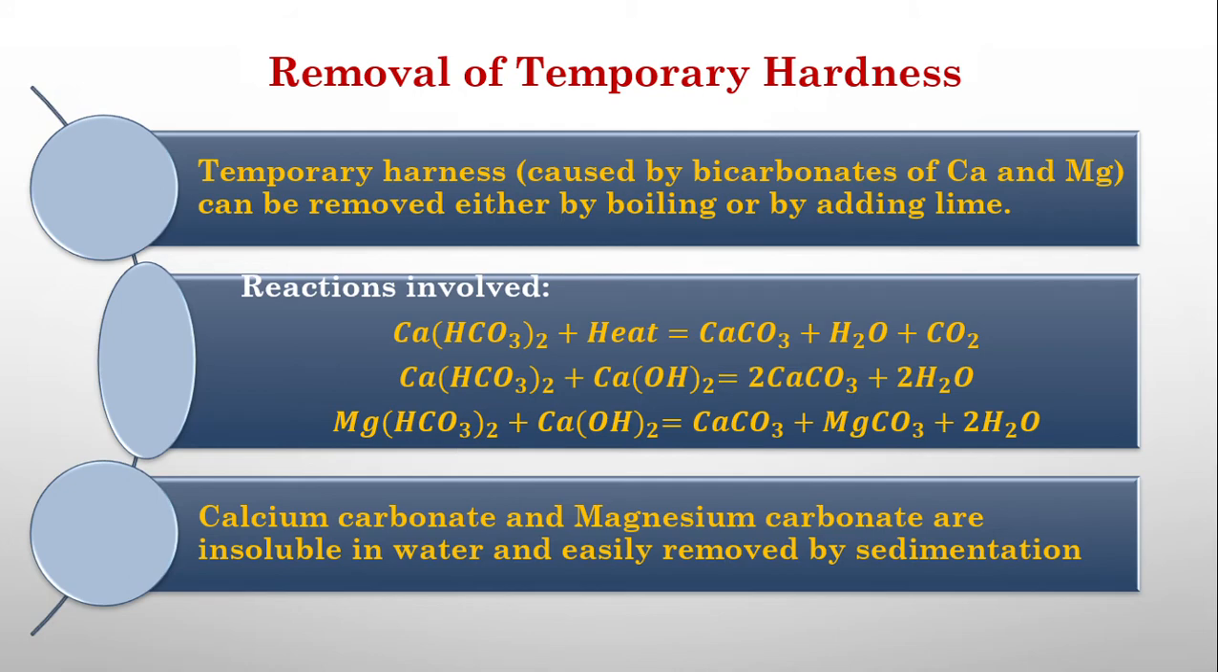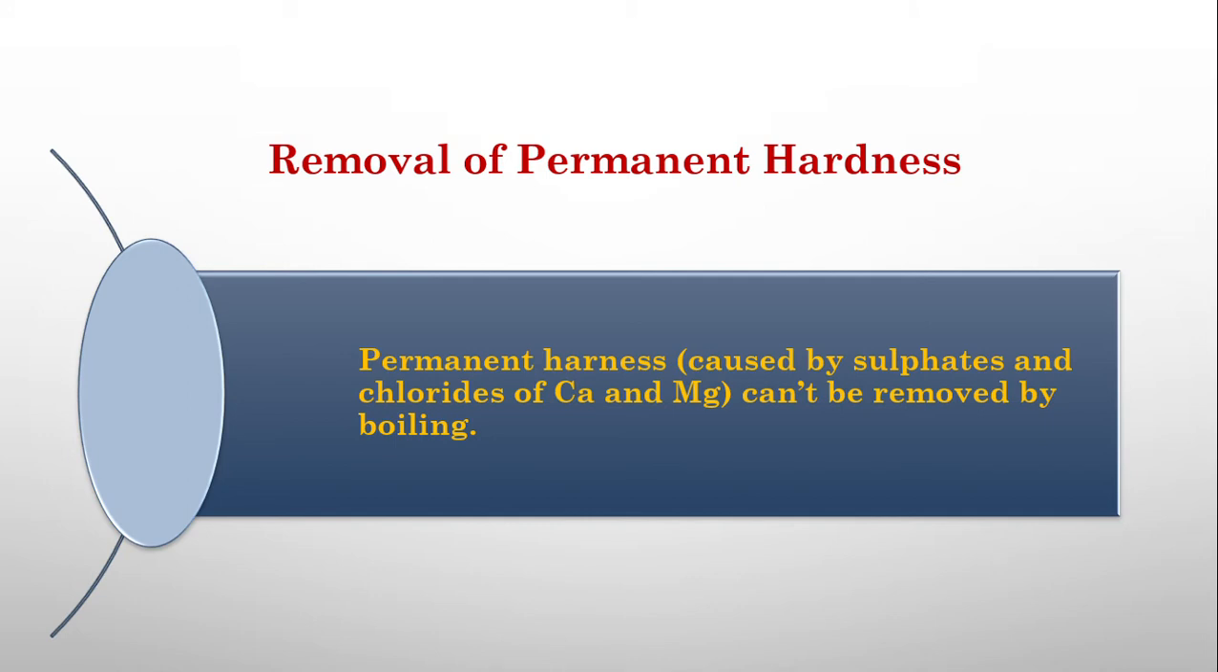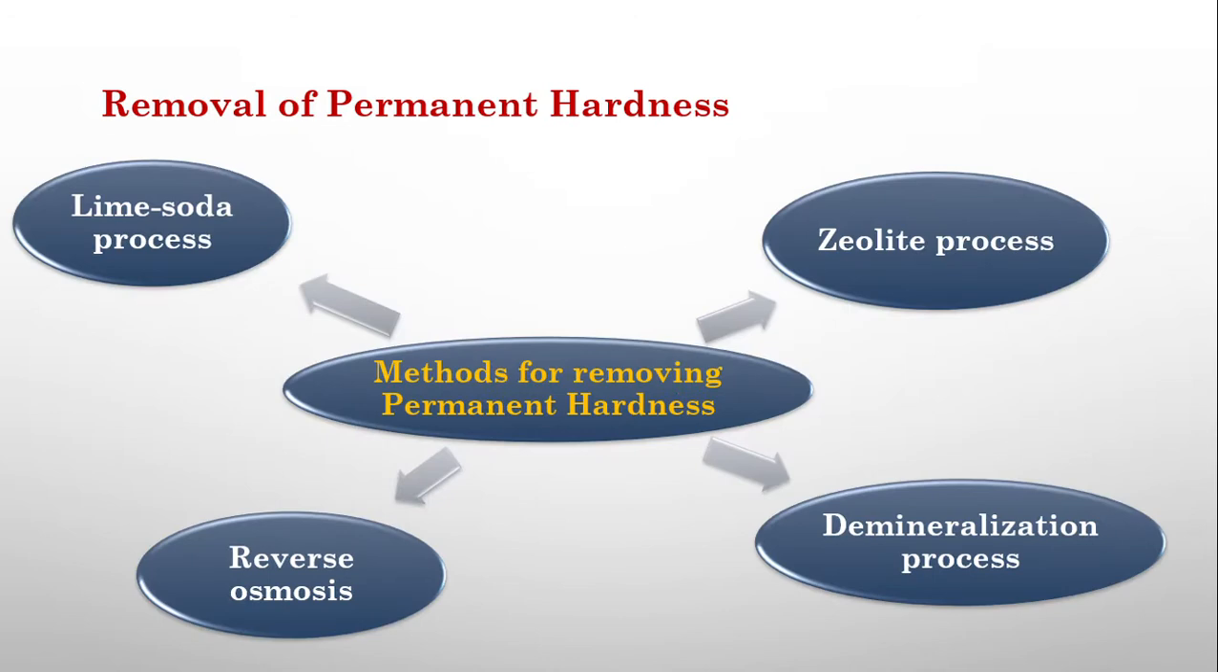Now, how do we remove permanent hardness? This permanent hardness is caused mainly due to the presence of chlorides and sulfates of calcium and magnesium. This cannot be easily removed by boiling or by addition of lime. So there are many processes for removing this permanent hardness. We will see each of them.